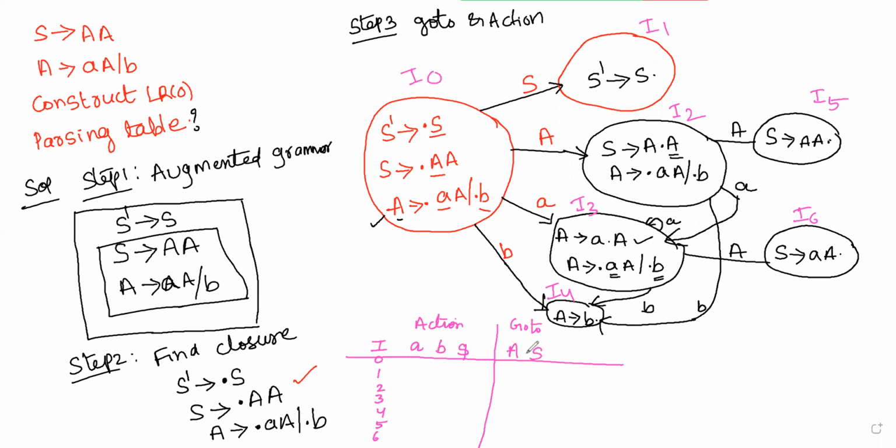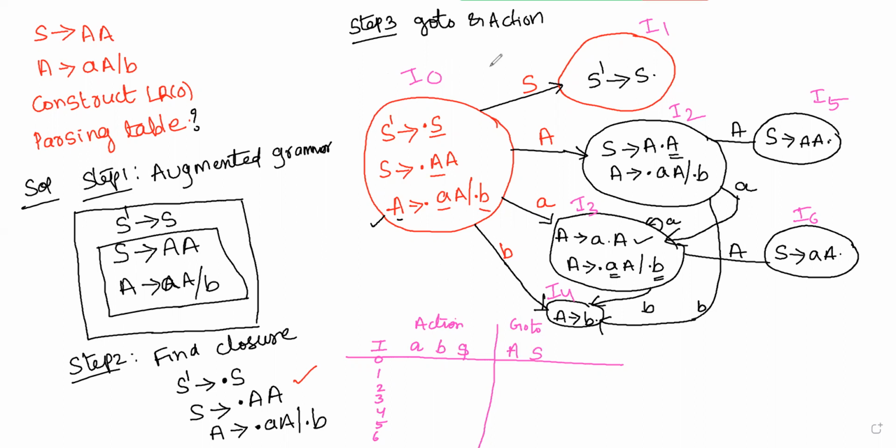Remember, A and S are called non-terminals. For non-terminals, you write the goto value, and the action values you write with the terminals. These are called variables. So terminal values you write with small a and small b.